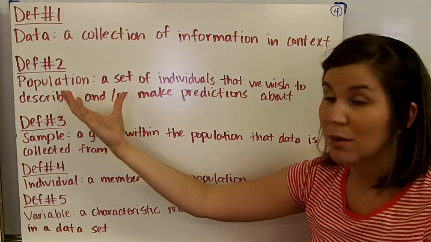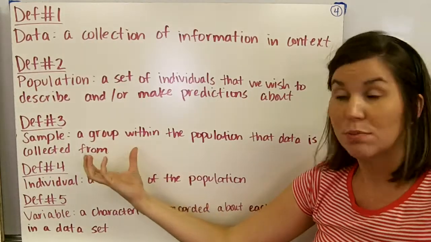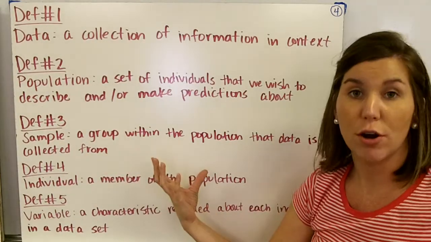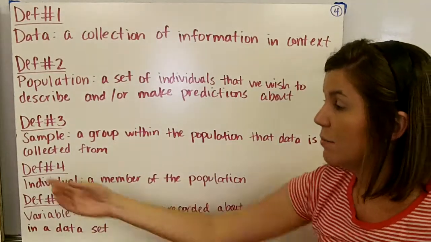That's our population. Definition number 3, a sample, a group within the population that data is collected from. So if we have a basketball team as our population, a sample would be a subset or small group of them, so maybe the starters or the substitutes on the team.